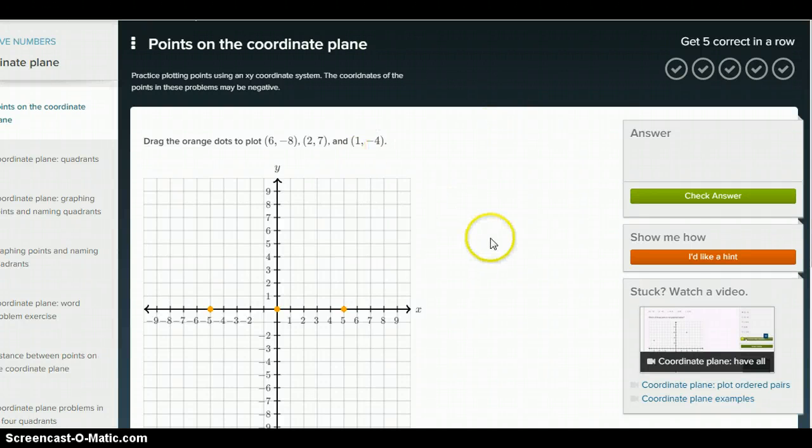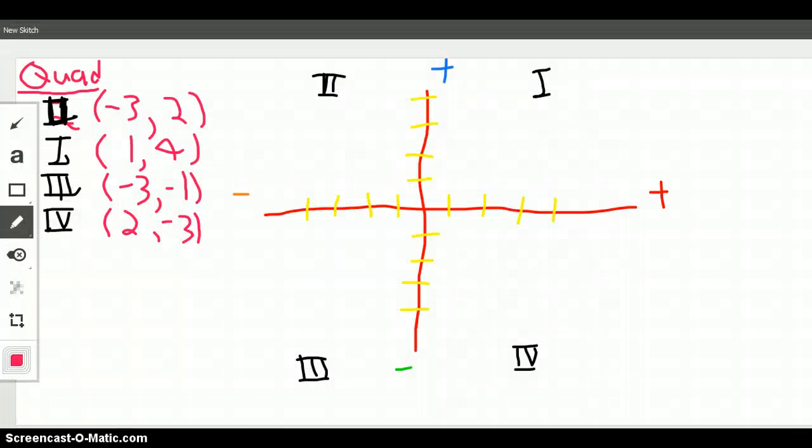Hello, today we're going to learn how to plot points on the coordinate plane. So let's take a look at this example that I made of this poorly attempted figure of a coordinate plane. So we have four quadrants. We have the first quadrant, second quadrant, third quadrant, and the fourth quadrant.